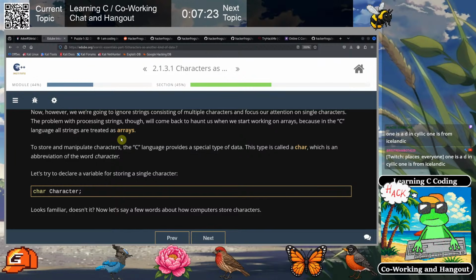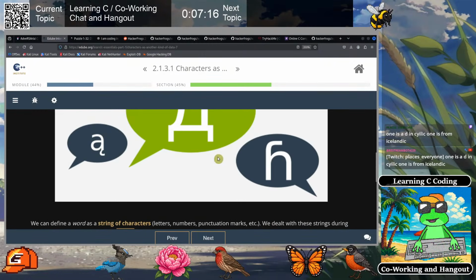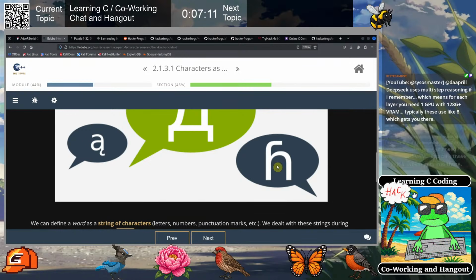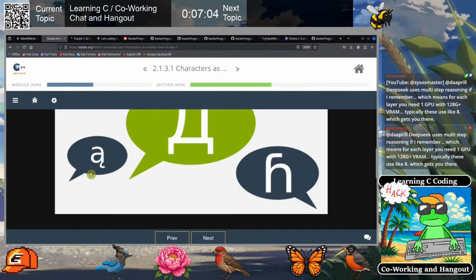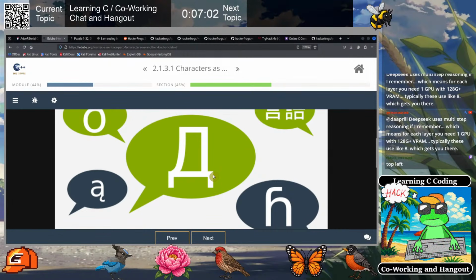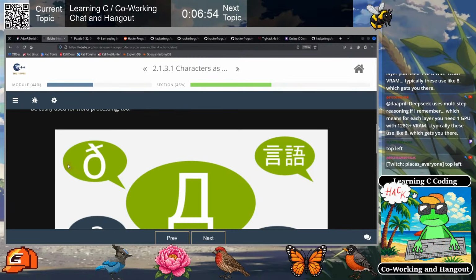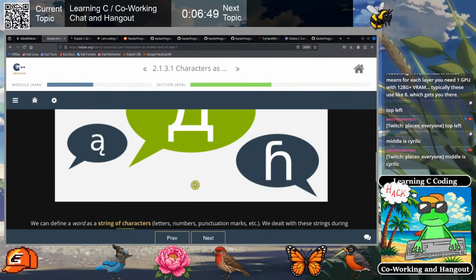Hello. One is a D in Cyrillic and one is from Icelandic. Which one is from... Is this one, is the left one Icelandic? Or, sorry, is the left one Icelandic or is the right one Icelandic? One of them is Cyrillic. Yeah, I think this is supposed to be the Cyrillic character. And this is also a Cyrillic character, isn't it? Top left. So top left is Cyrillic. Top left, here. Middle is Cyrillic as well, okay.